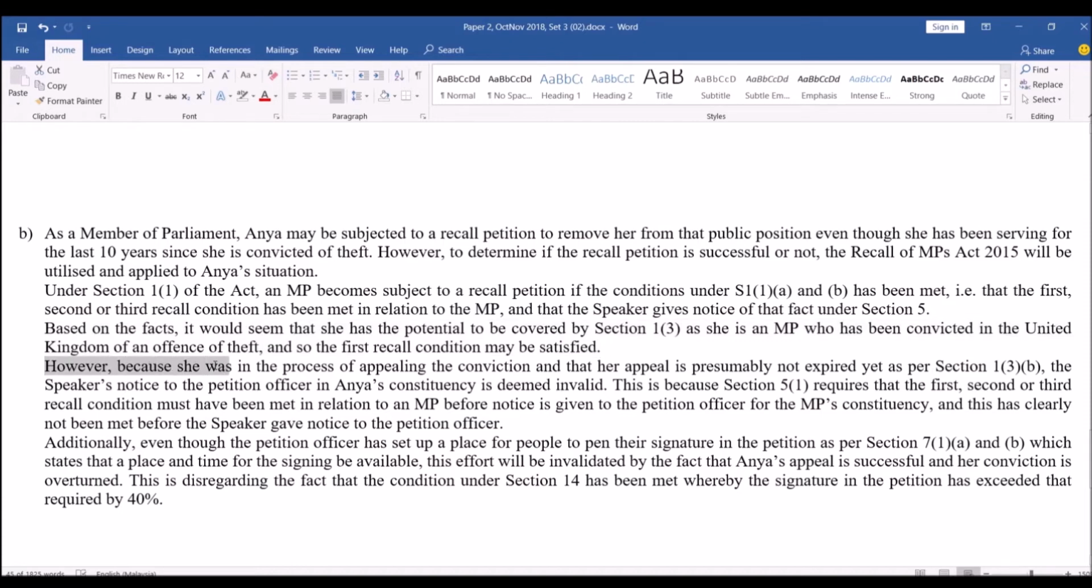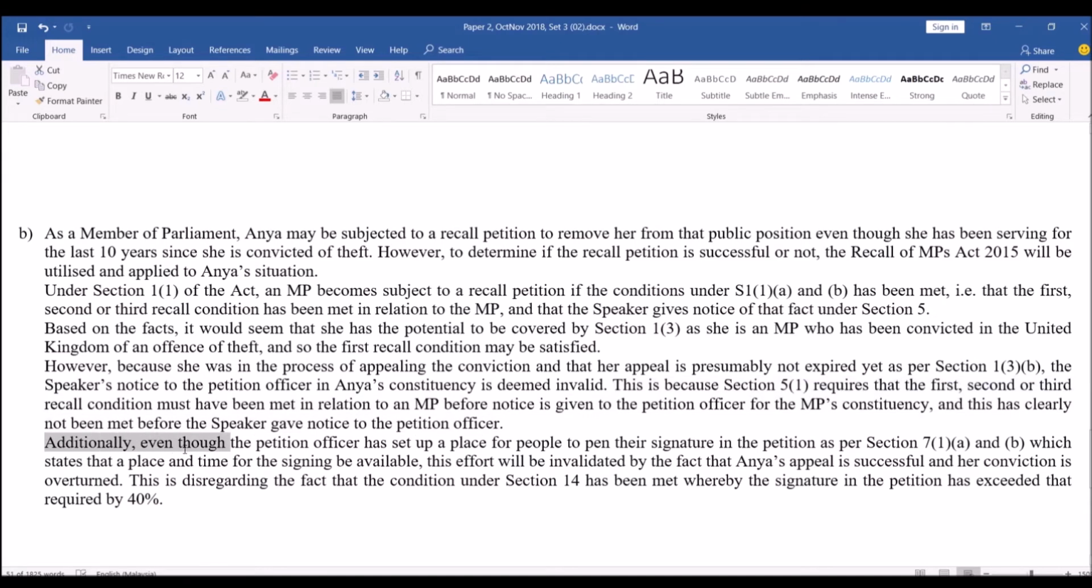However, because she was in the process of appealing the conviction and her appeal period has presumably not expired yet, as per Section 1 sub 3 sub B, the Speaker's notice to the petition officer in Anya's constituency is deemed invalid. This is because Section 5 sub 1 requires that the first, second, or third recall condition must have been met in relation to an MP before notice is given to the petition officer for the MP's constituency, and this has clearly not been met before the Speaker gave notice to the petition officer.